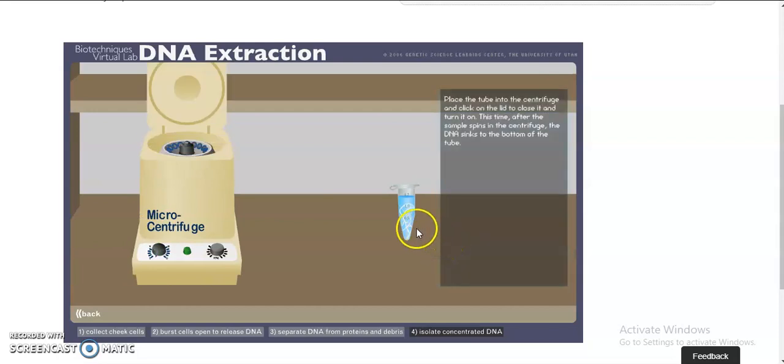Place the tube into the centrifuge and click on the lid to close it and turn it on. This time, after the sample spins in the centrifuge, the DNA sinks to the bottom of the tube.